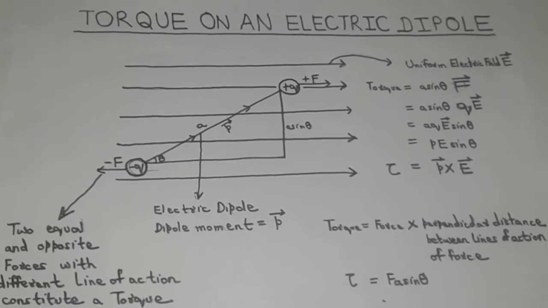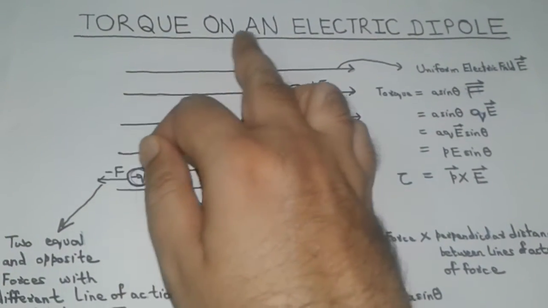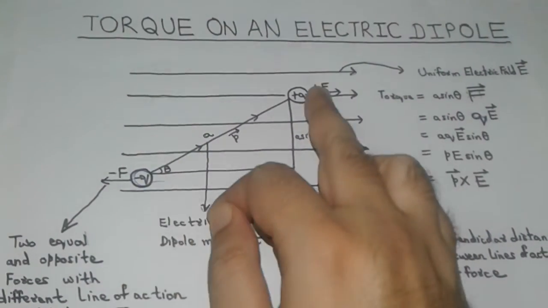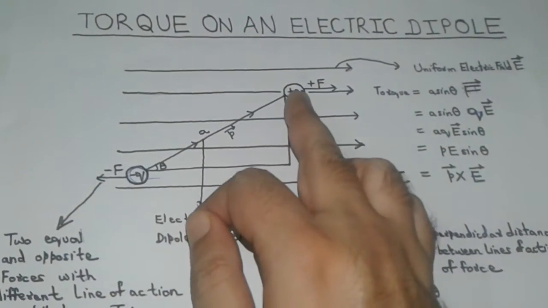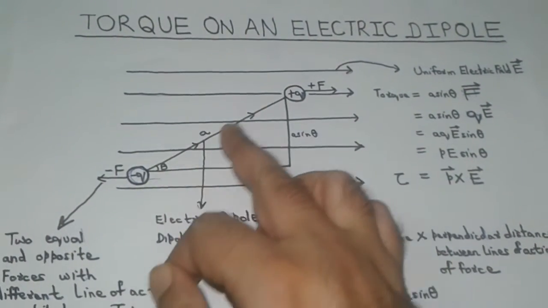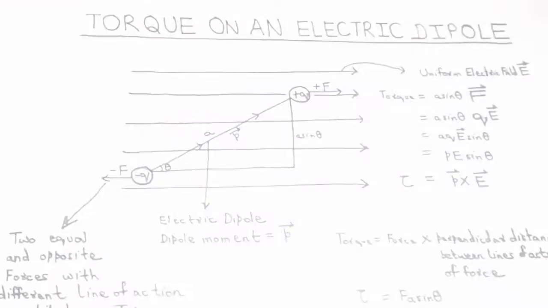Hello students, today we will discuss torque on an electric dipole. Two equal and opposite charges separated by a finite distance constitute an electric dipole.